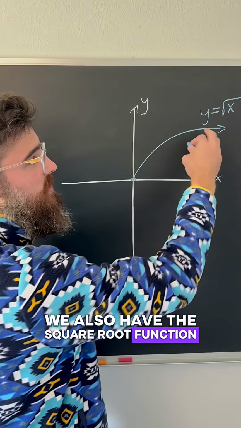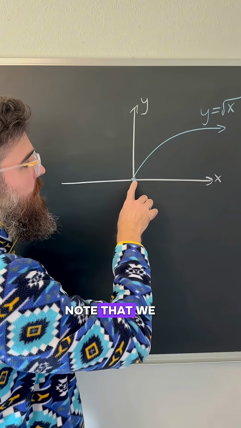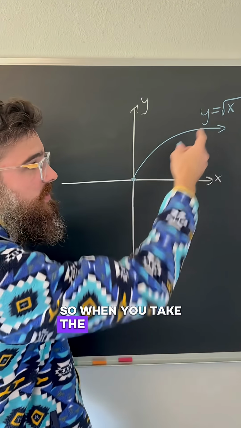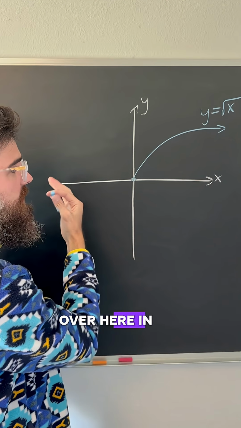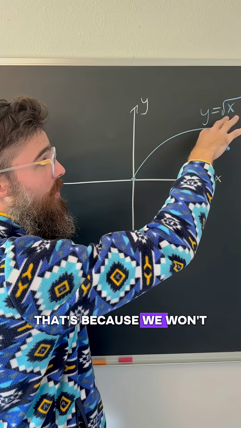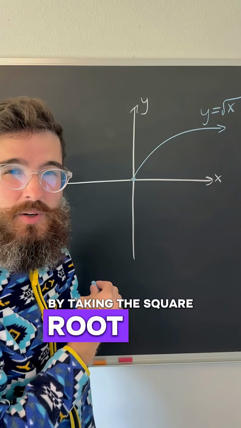We also have the square root function, y equals square root of x. Note that we do have a value at 0, so when you take the square root of 0, you'll get 0 out of it, but we don't see any part of the graph over here in the negative x values. That's because we won't produce any real values by taking the square root of a negative number.